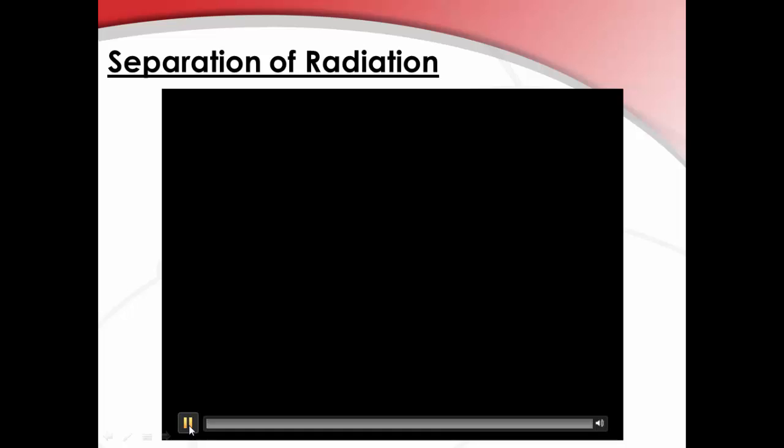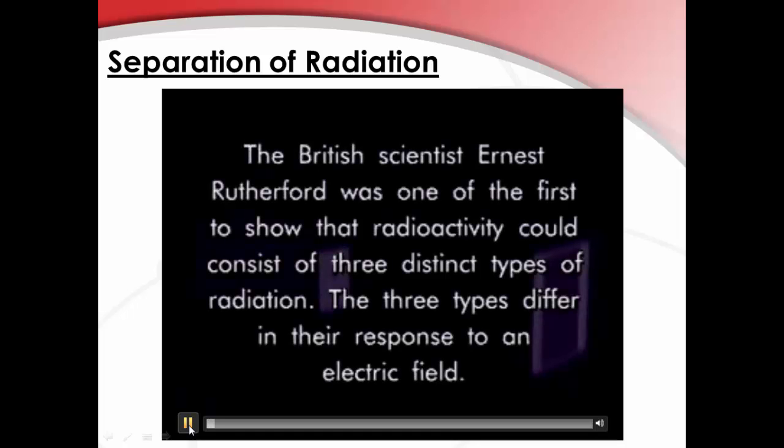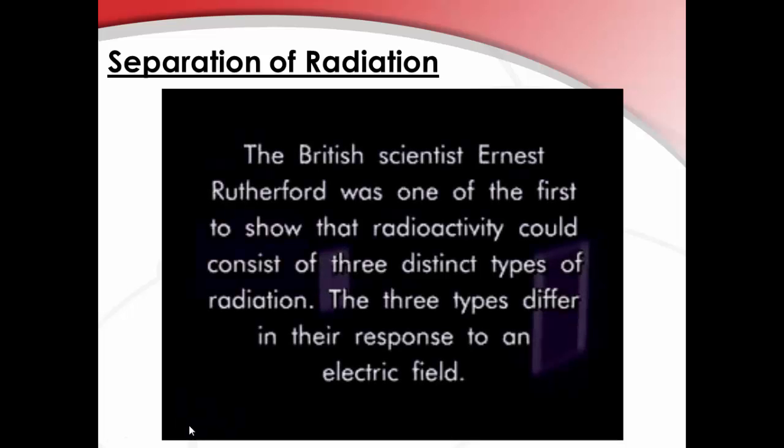The following video demonstrates the effect of a powerful magnetic field on different types of radiation emitted by radioactive matter. The British scientist Ernest Rutherford was one of the first to show that radioactivity could consist of 3 distinct types of radiation. The 3 types differ in their response to an electric field.